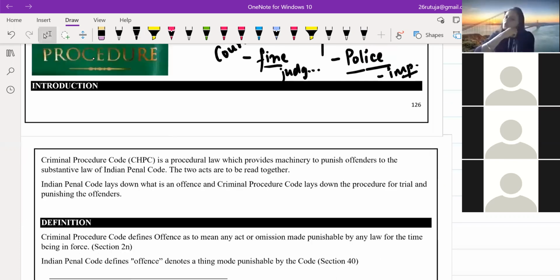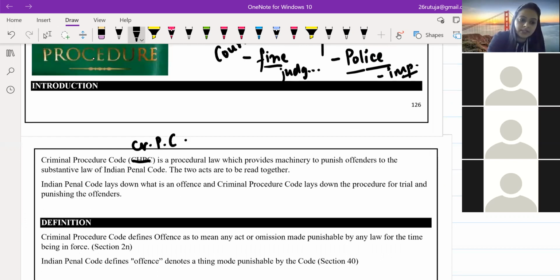So there is a very close connection between CRPC, the act that we are going to study, and I.P.C, that is the Indian Penal Code. So ये act भी हम लोग पढ़ने वाले हैं. Maybe after studying CRPC, we will go back to I.P.C. That's the Indian Penal Code, enacted in the year 1860.